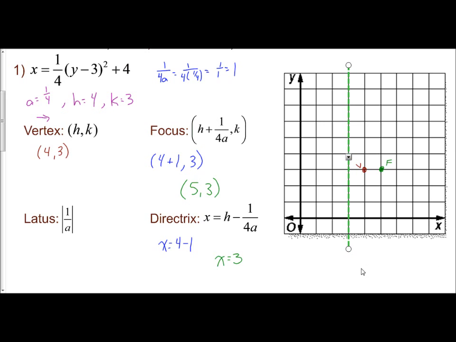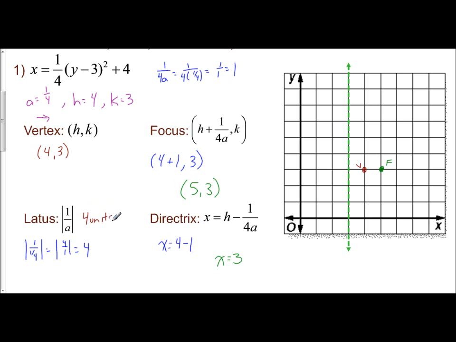I can change the color to make it match the focus so we can see the relationship between those. And now to graph the parabola, I need to know the length of the latus rectum for it. To find the length of the latus rectum, you do the absolute value of 1 over a. So I have the absolute value of 1 over 1/4. So the 4 comes up to the top. So absolute value of 4 over 1, which is 4. So the absolute value of 4 is 4.